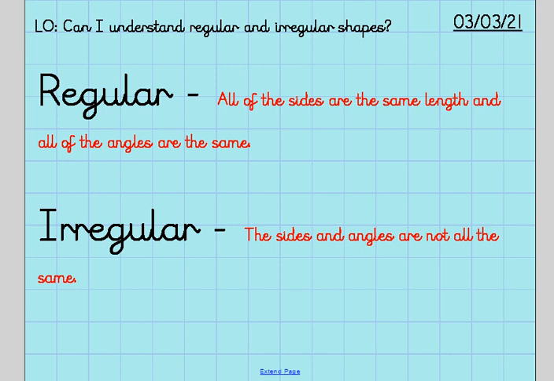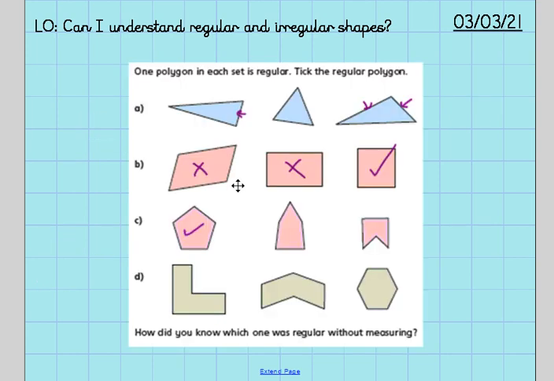be regular or irregular. And together we came up with these definitions: a regular shape needs to have all of the sides and all of the angles the same. So they have to be the same length, the same size angles, and they all have to be like that to be regular. An irregular shape is any shape that doesn't have all the sides and all the angles the same. And we looked at some examples together, and this is one of your activities on the worksheet today.